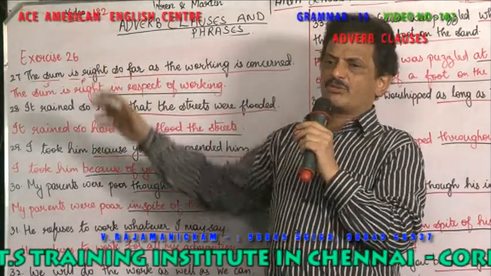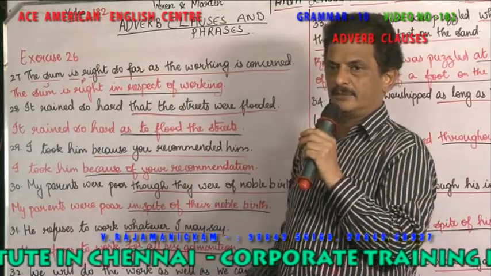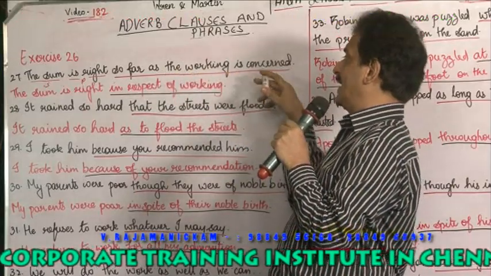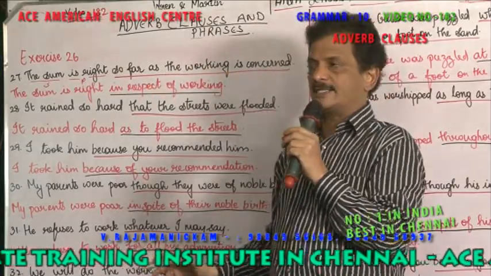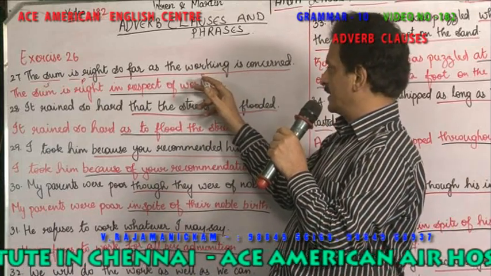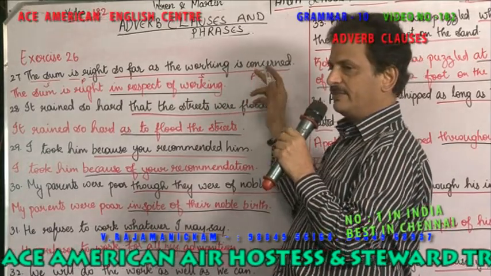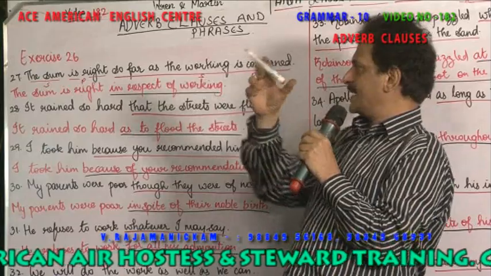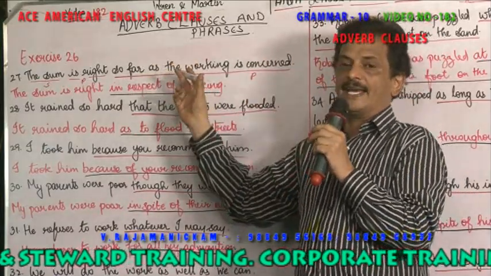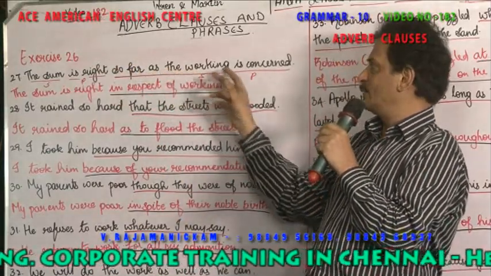How is the sum right? You ask a question. In what manner is the sum right? So far as the working is concerned. The working is the subject. Is concerned is the predicate. In the predicate, you have the verb is concerned. So, the working is concerned becomes a full sentence. When you add so far as, you ask the question in what manner, and the answer you get is so far as the working is concerned.